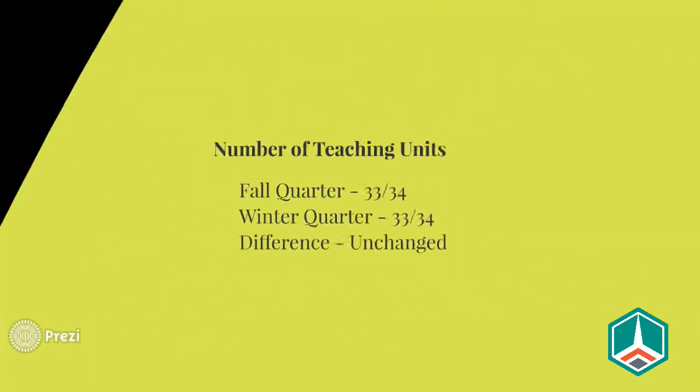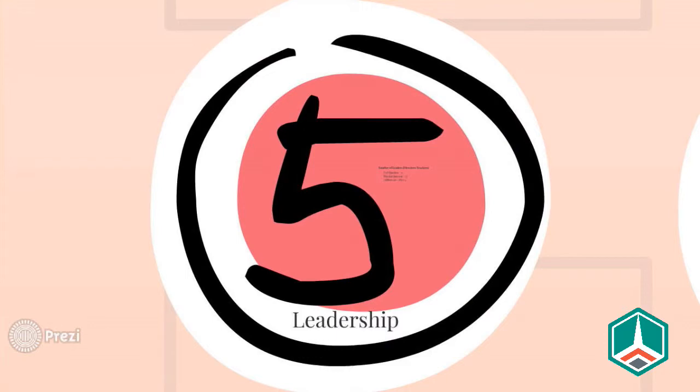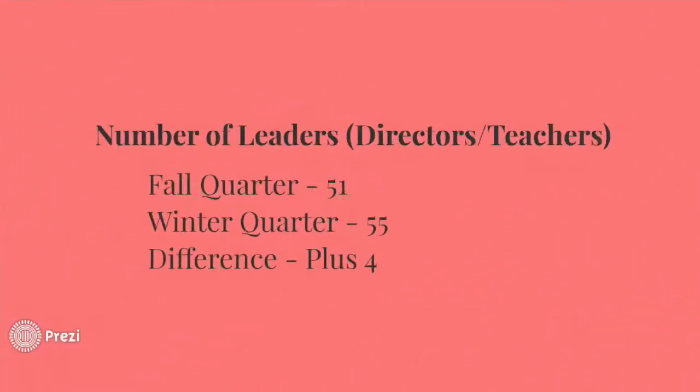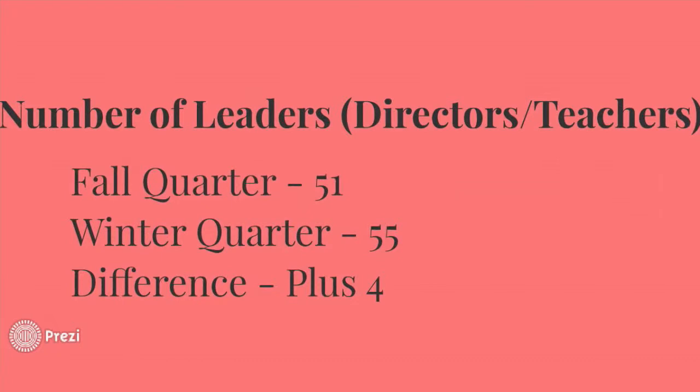So the next thing that we looked at in our meeting was the issue of leadership. And so as we move forward with leadership, in the fall we had 51, winter 55. That's a +4. So I'm very positive about that, and we'll continue to add teachers and directors to our Sunday school classes as we move forward, and that's exciting.